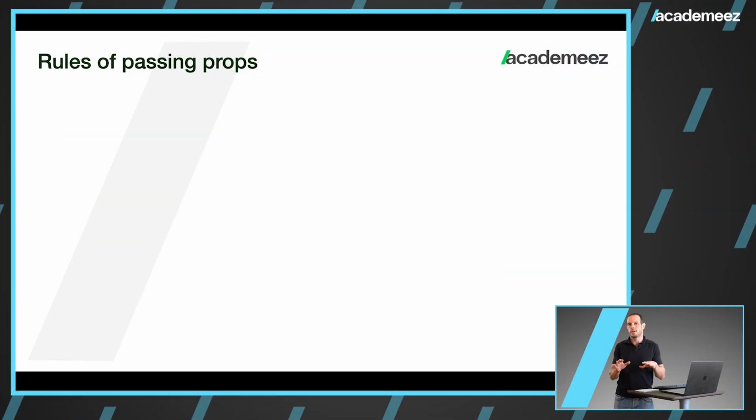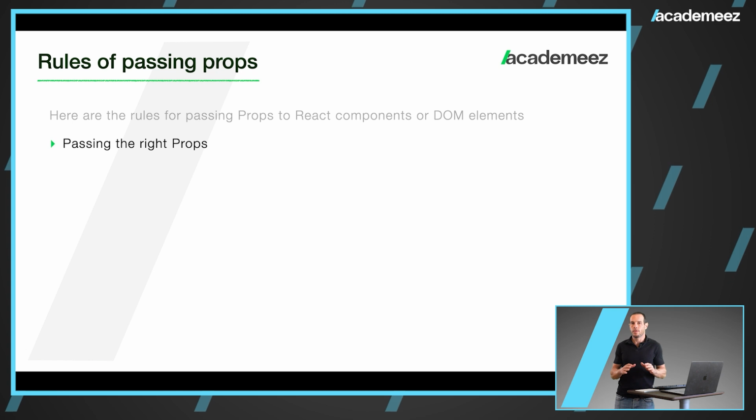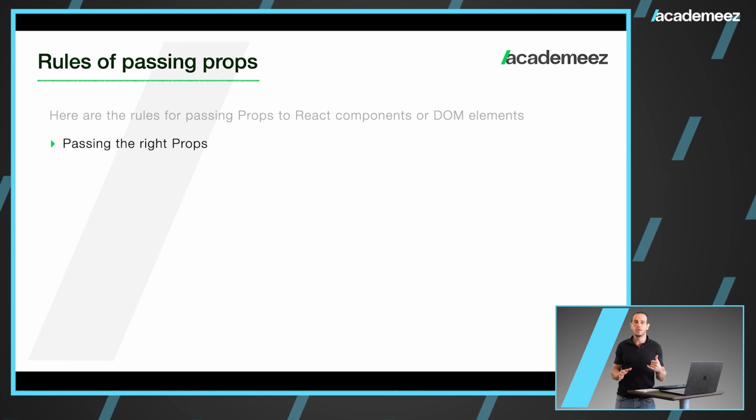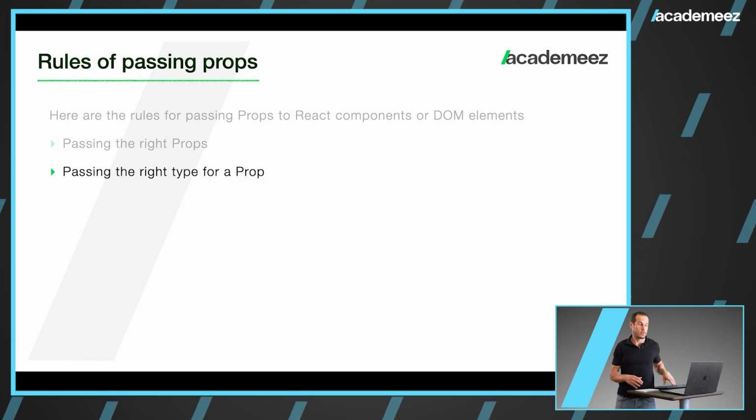We're going to describe the general rules of passing props to a child. So the general rules are, first of all, you have to pass the right props. This is what we're going to cover in this lesson. You need to know what props you can pass to this component, to this DOM element, and you have to pass the right props to that component or DOM element.